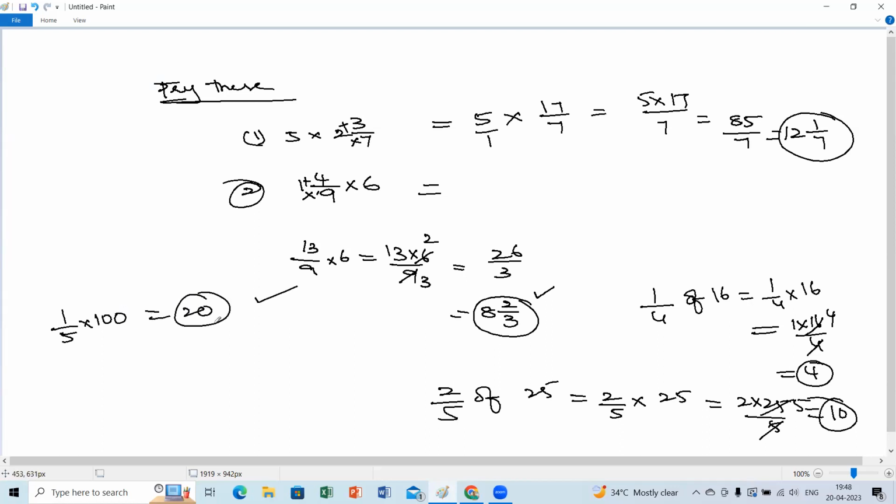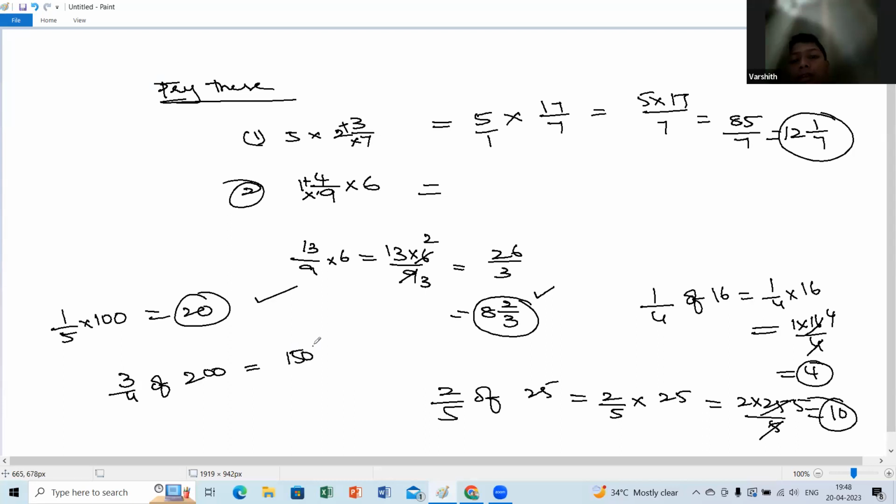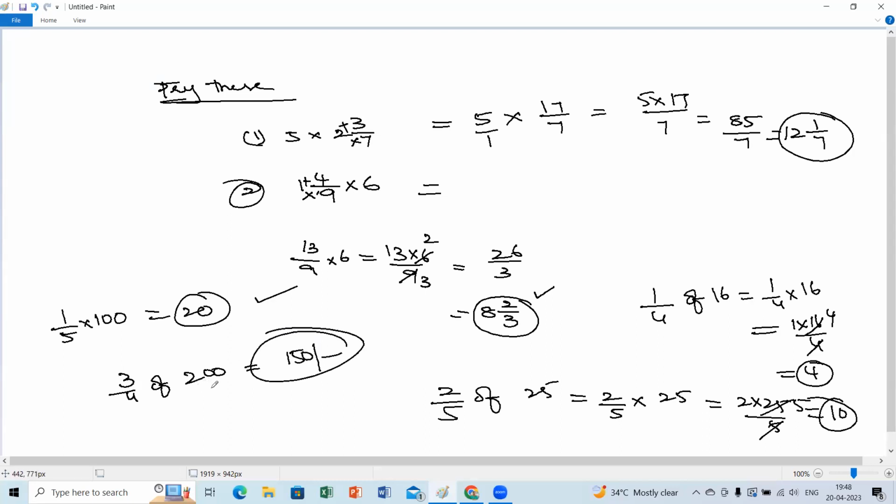20 rupees. Amma, I want 3/4 of 200 to buy my book. What is the meaning? 150. Ma'am, 150. Very good. It's 150 rupees. I want 3/4 of 200 rupees to buy a notebook or textbook, some story book to read in holidays. Math language is also very interesting, children.